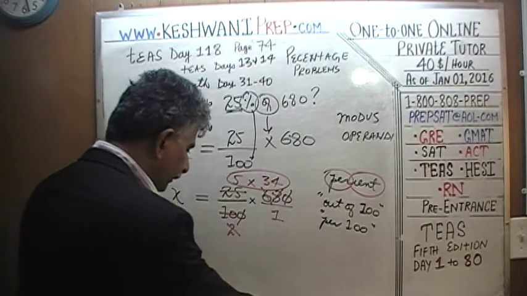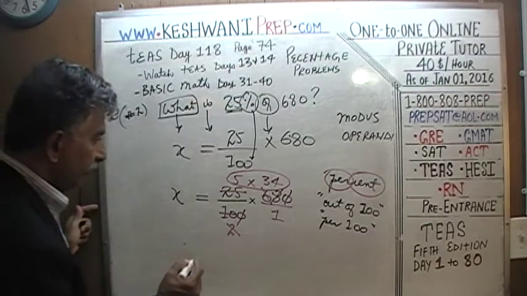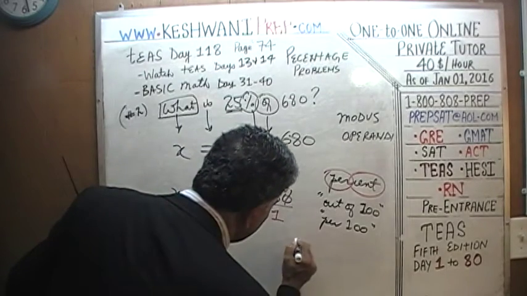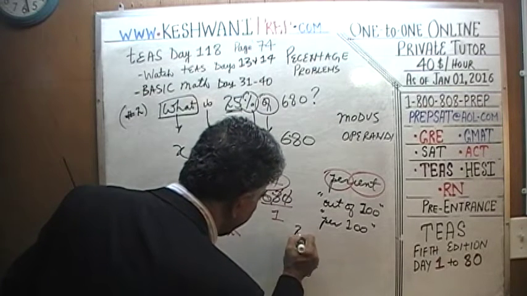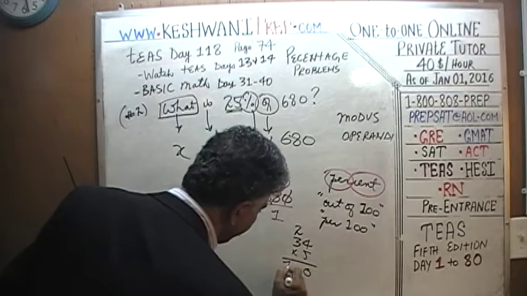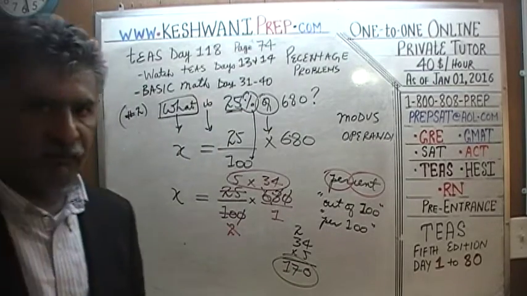And how do we know it? Well, there are a couple of ways we can figure it out. One way is to actually do it out. 34 times 5. 5 4s are 20. 0, carry 2. 3 5s are 15, plus 2 is 17. 170, you see. So that's one way to figure out what 34 times 5 is.